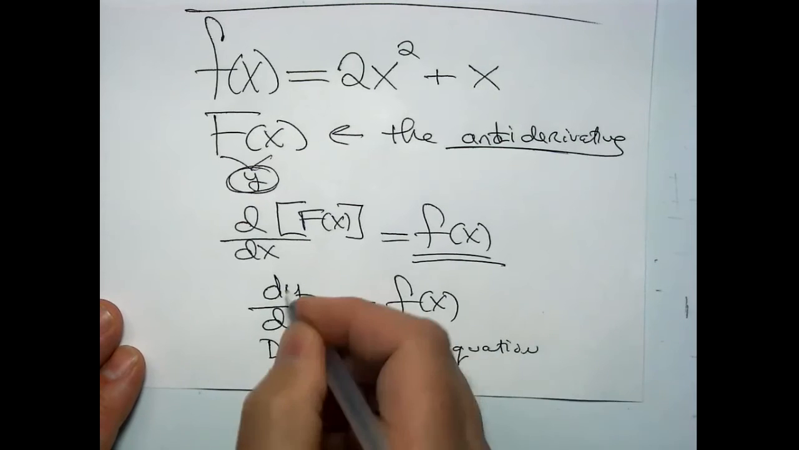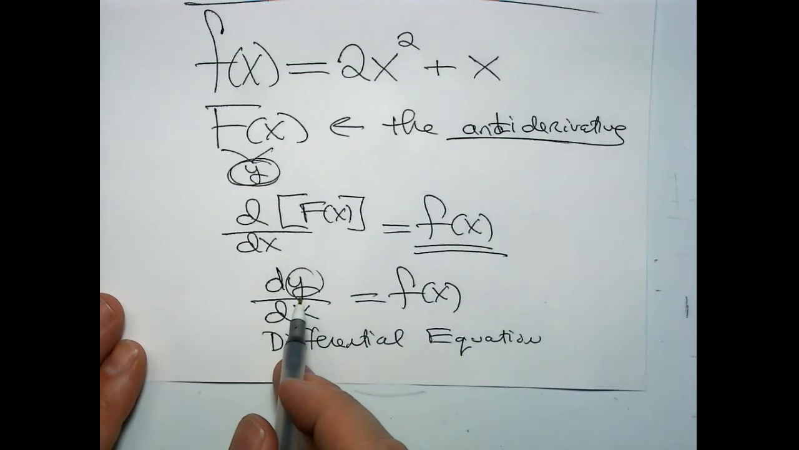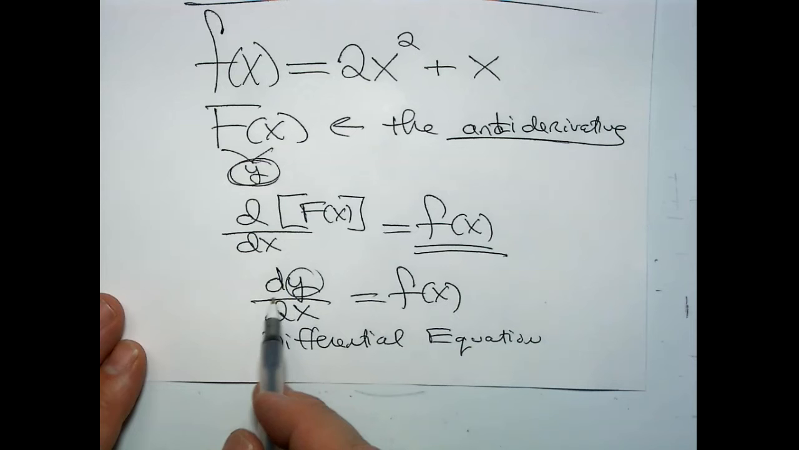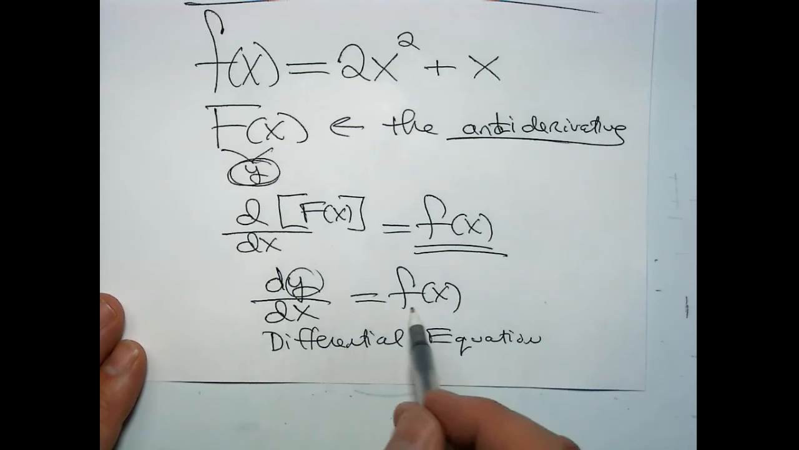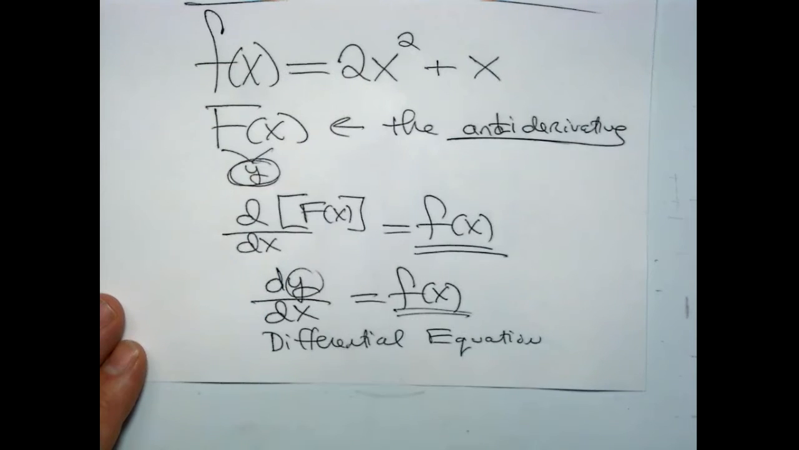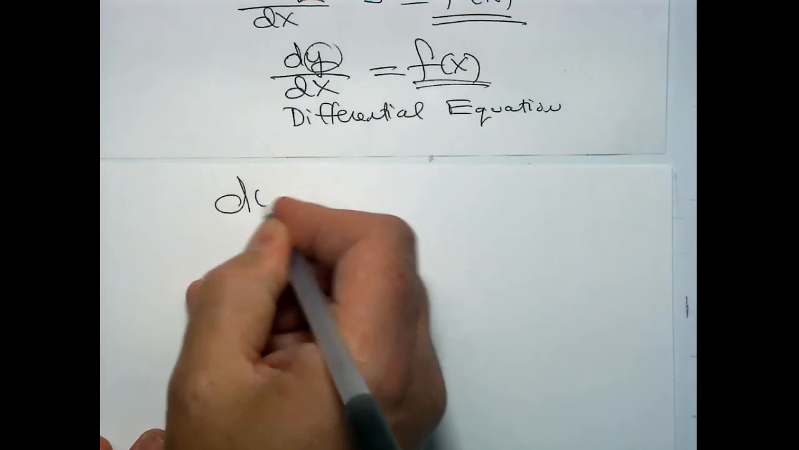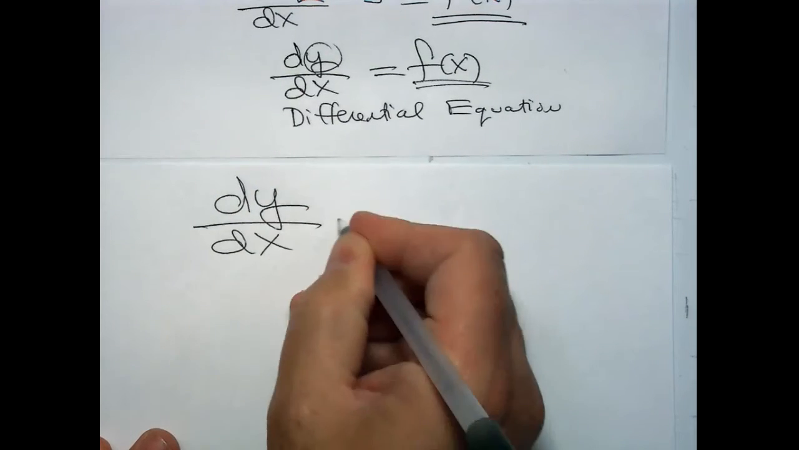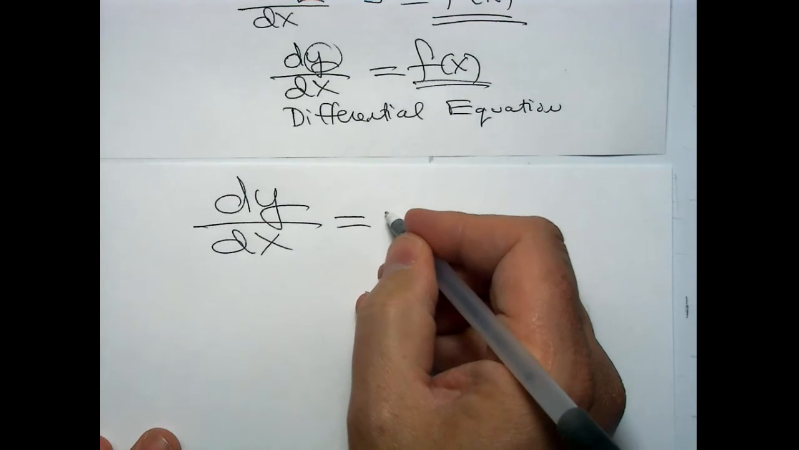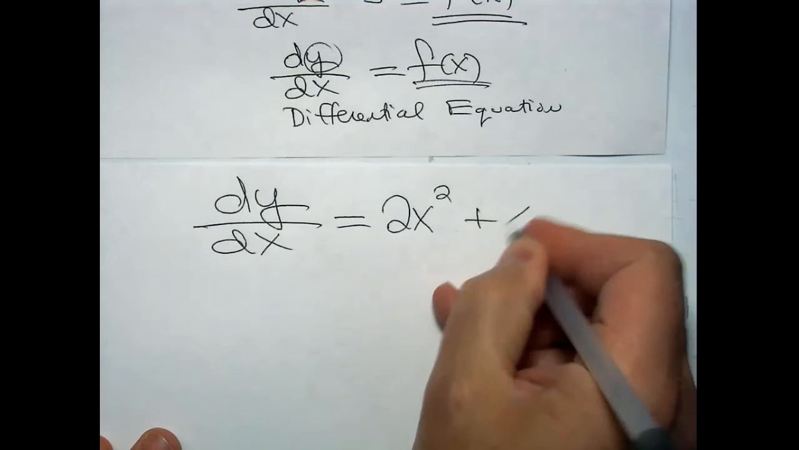And what it says is, nobody really knows what y is yet, but we sure know that the derivative of y with respect to x is this known function, which is up here. So let me write that down for you. dy/dx is equal to f of x, which is 2x squared plus x.